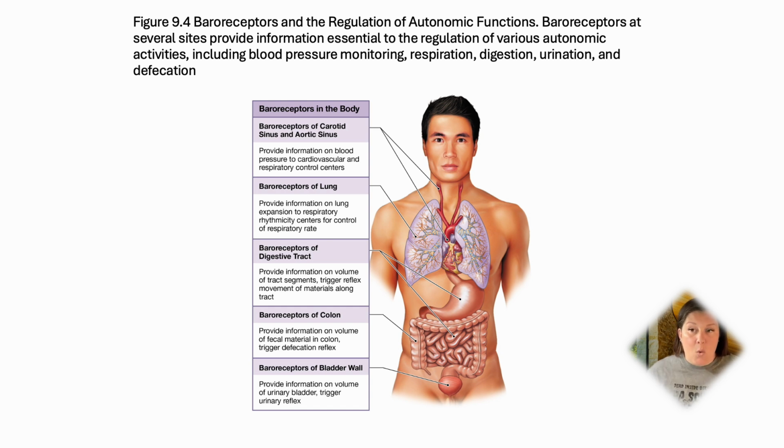And again, we're talking about baroreceptors having to do with stretch or compression, right? Or twisting. So these baroreceptors are making some sense, hopefully, to you. Baroreceptors of the colon, again, trigger the defecation reflex. Very important. Baroreceptors of the bladder wall trigger the urinary reflex.